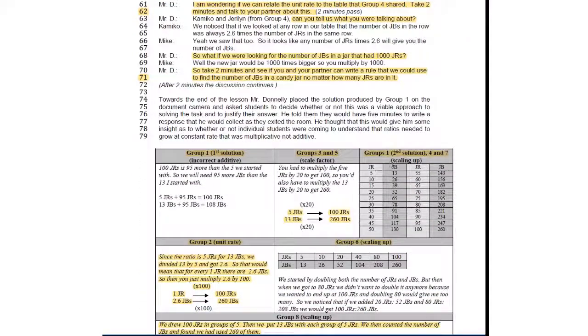And as their exit ticket, just before they leave, he gave the students group 1's misconception and asked them to decide whether or not that was a viable approach to solving the task, and then to justify their answer. He thought that would give him some idea as to whether or not individual students were understanding that ratios need to grow at a constant rate to be proportional relationships.